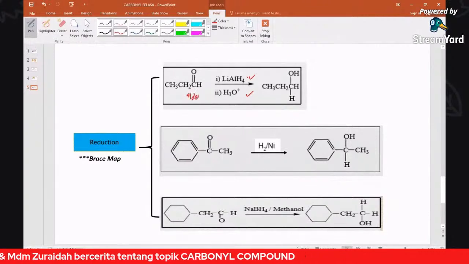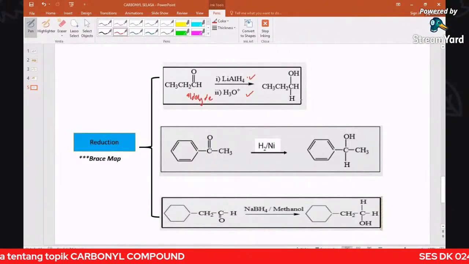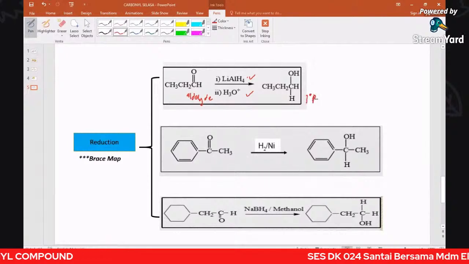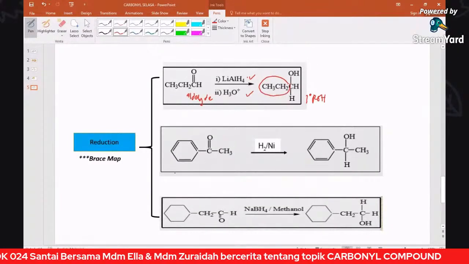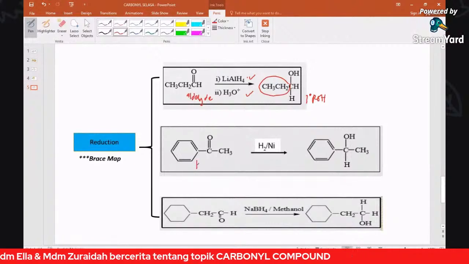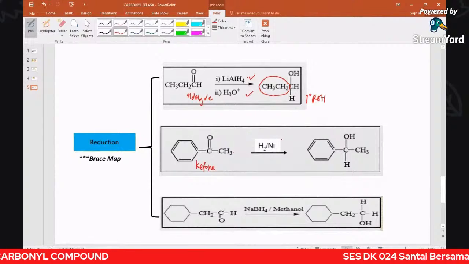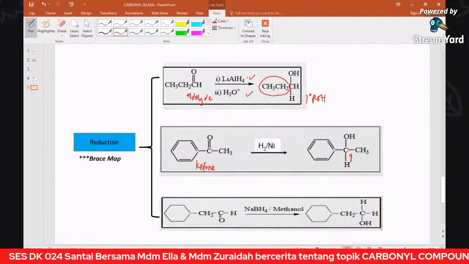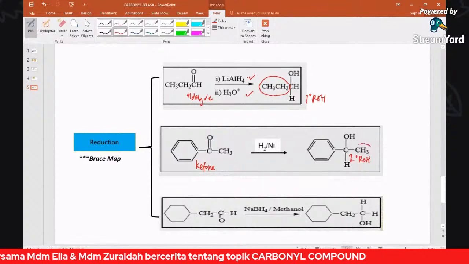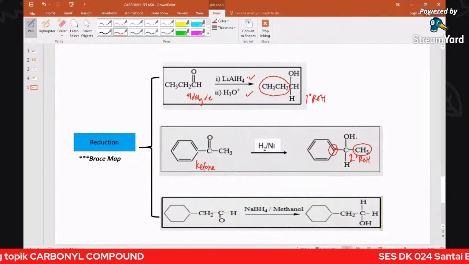The aldehyde will change into primary alcohol. It will be reduced to primary alcohol, so you can see 1R out here. And for the ketone, we can see that is acetophenone. If you use a different reagent, that is H2, Ni hydrogenation, that will change to secondary alcohol. That means we have 2R near the COH.